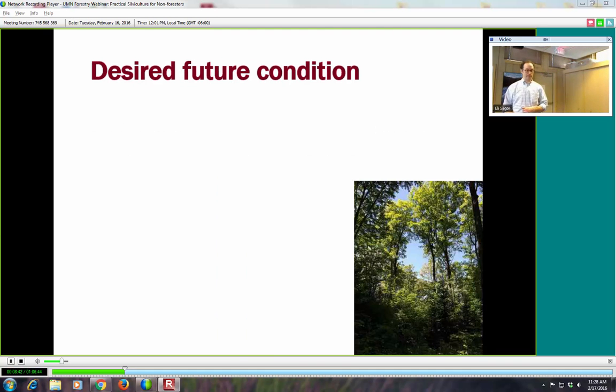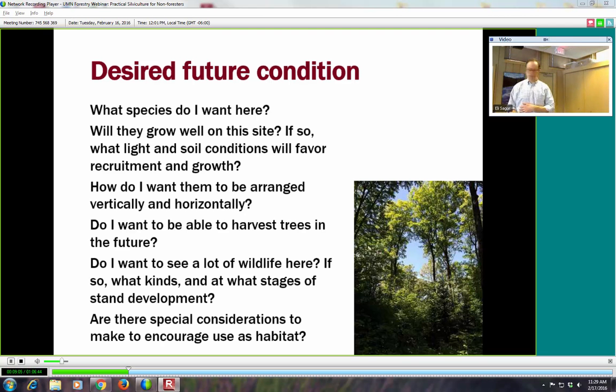This idea of desired future condition weighs obviously very prominently into silvicultural thinking. So we know what we have now based on inventory data, based on walking the stand and looking around. Before we can come up with a silviculture prescription, we have to know where we want to go, or what that desired future condition ought to be. And I have a long list of questions here that can weigh into that. I hope that however you're viewing this, these are big enough to read, and I'll give you a moment to read them.